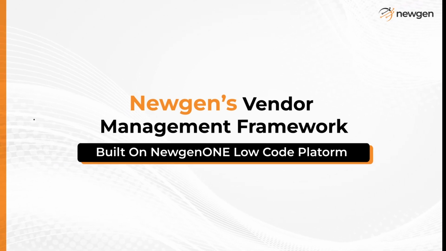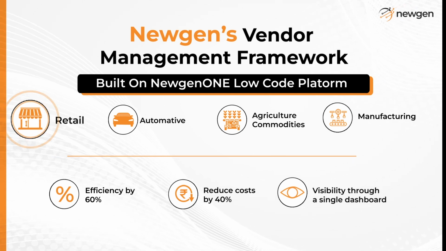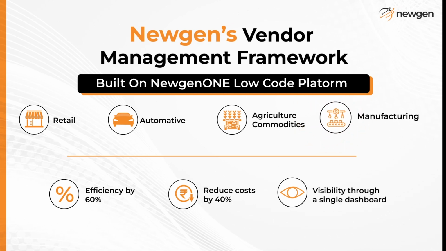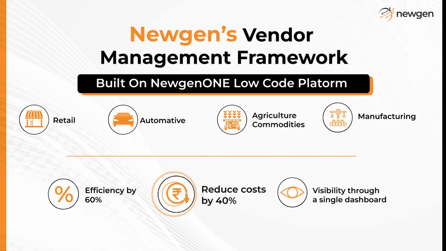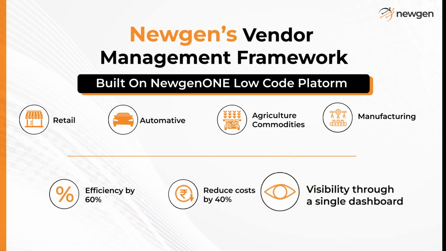Newgen has successfully deployed this solution across industries including retail, automotive, agriculture commodities, and manufacturing worldwide. It can improve the processing efficiency by 60%, reduce costs by 40%, and enable complete visibility through a single dashboard.